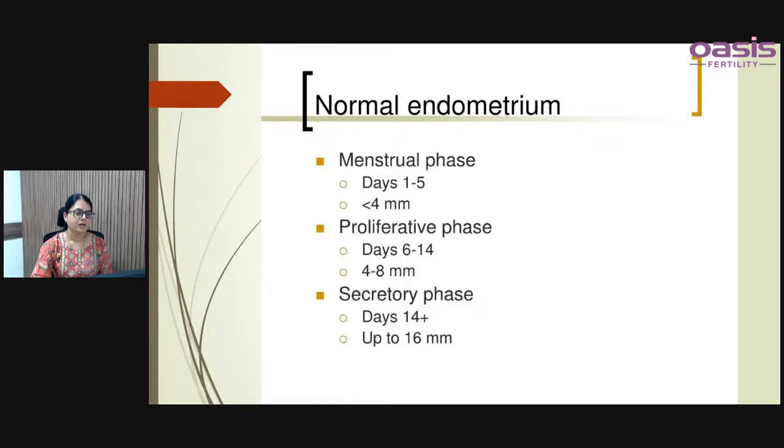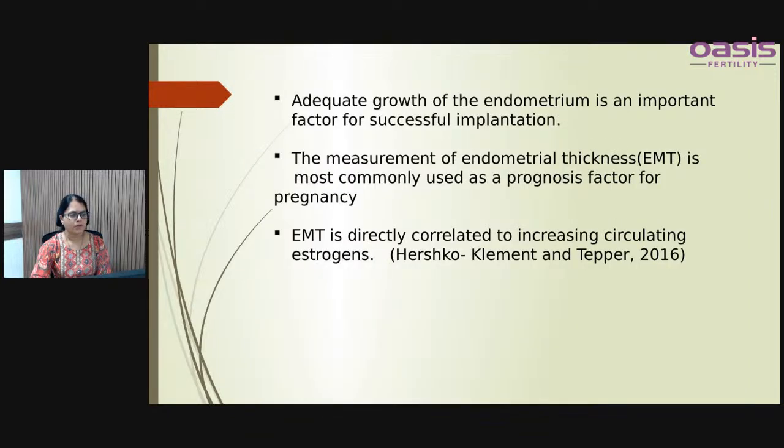The normal endometrium during the menstrual phase, that is from day 1 to day 5 of the menstrual cycle, has a thickness of approximately less than 4 millimeter. During the proliferative phase, from day 6 to day 14, it should be around 4 to 8 mm. And in the secretory phase, it should be up to 12 to 16 mm. Adequate growth of the endometrium is an important factor for successful implantation and pregnancy outcome. The measurement of endometrial thickness is most commonly used as a prognostic factor for pregnancy when we are treating patients. And endometrial thickness is directly correlated to increasing circulating hormone, that is, estrogen.